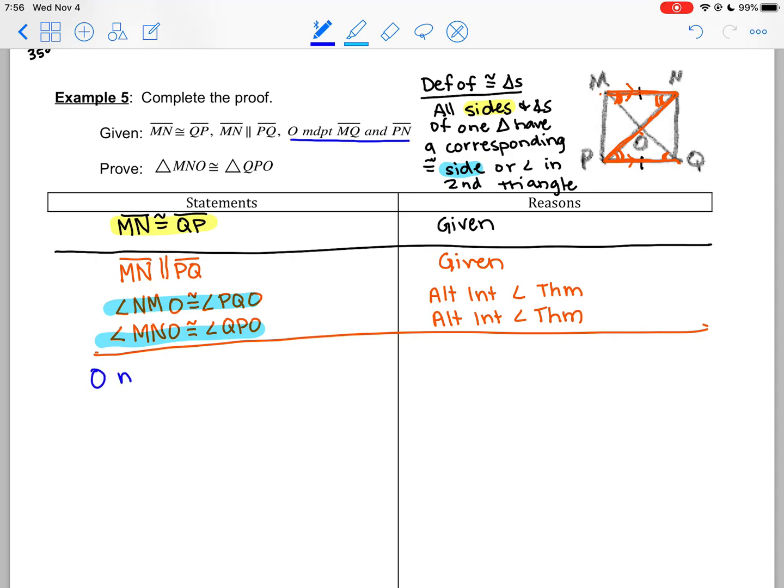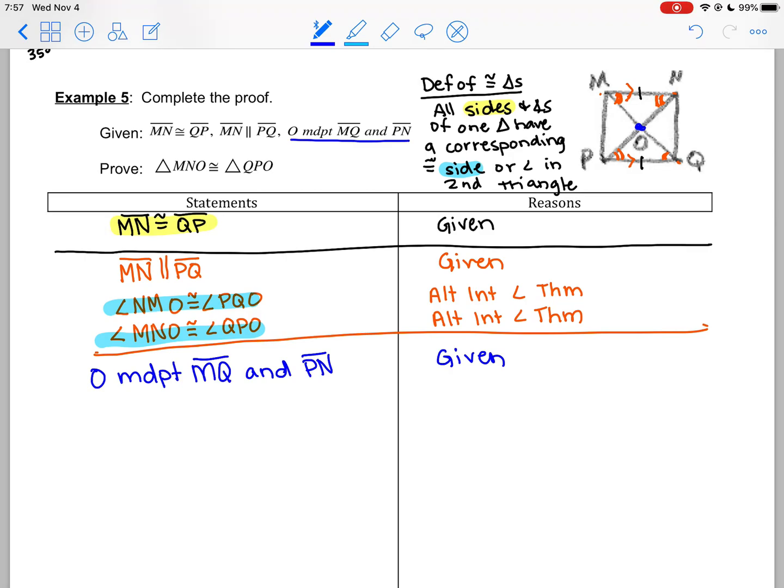So O is the midpoint of MQ and PN. And then I want to use this and make sure that I say everything that I can about this statement now. All right, so if O is the midpoint, we have to think about everything that we know about midpoint. And the only thing we have that deals with the midpoint is the definition. So the definition of midpoint is that it's a point that divides a segment into two congruent pieces. So it's exactly in the middle. It's going to make the two sides of the segment that we're working with congruent.